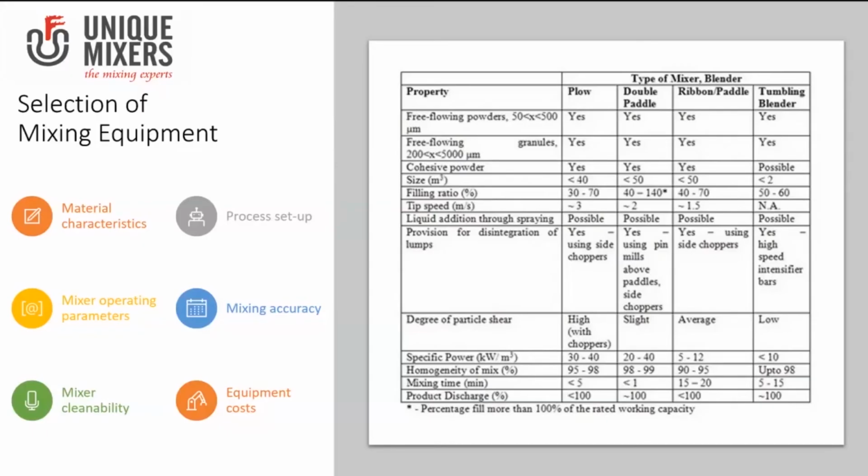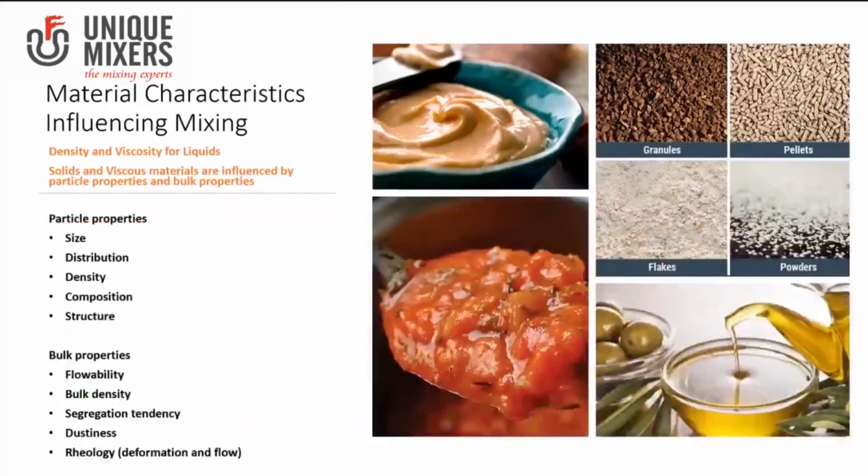So in a lot of cases, we require almost 100% product discharge so that the contamination between the batches does not take place. We could have product changeovers which would require a complete product discharge. So there are several factors which influence the selection of a mixing equipment. As we said, material characteristics, that plays a very important role.